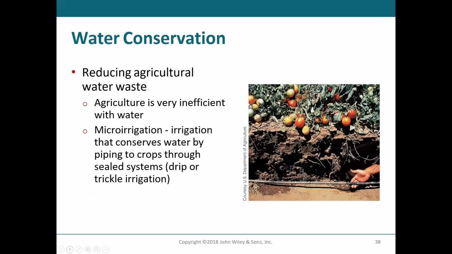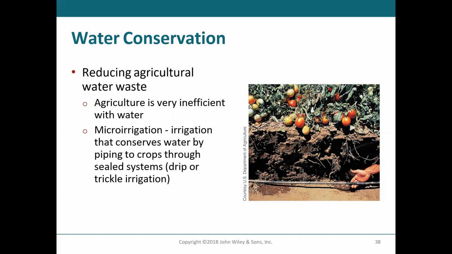Water conservation. This is probably my favorite topic. So as we have seen, population and economic growth have placed an increased demand on the Earth's water supplies. But how can we become more sustainable? How can we conserve our water resources?